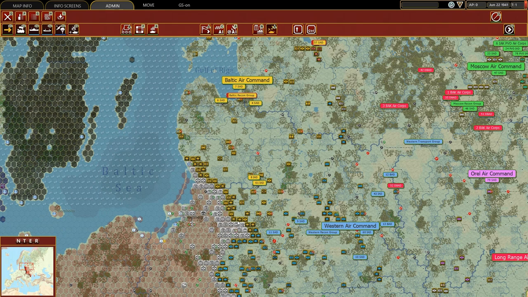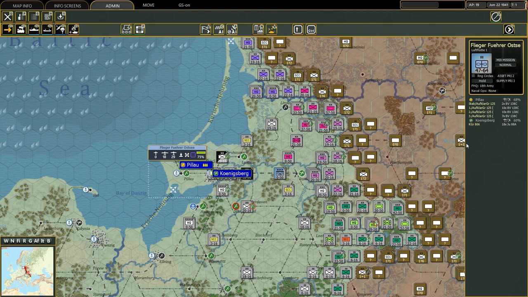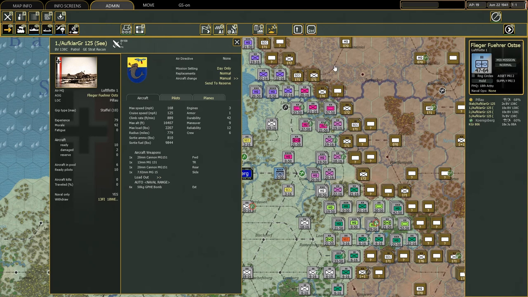And the German starts with the Fliegerführer Ostsee, which has these patrol aircrafts, and also these level bombers that have the naval only set to yes, because this is the Küstenfliegergruppe 806, so the coastal flying group, basically, that is specified for naval missions.